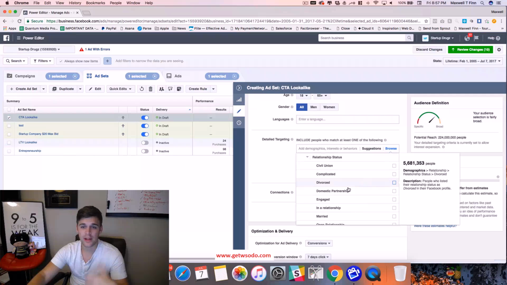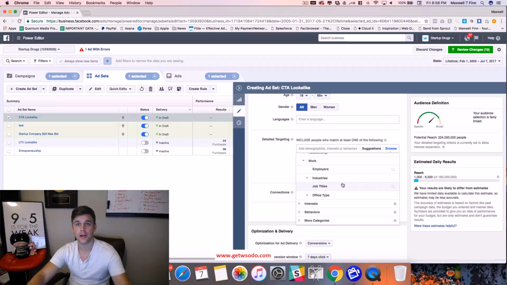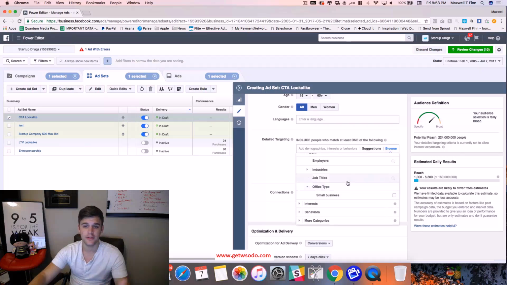And this is why I'm diving in here, just to give you an idea of how much data Facebook has, both internally and externally, that they work with data partners to collect and connect with different users. What your work type is, who your employer is, what industry you work in, what's your job title? Is this a chief marketing officer? Is this person in architecture? Is this a lawyer? Is this a doctor? What type of office do they work in? Is it a small business?